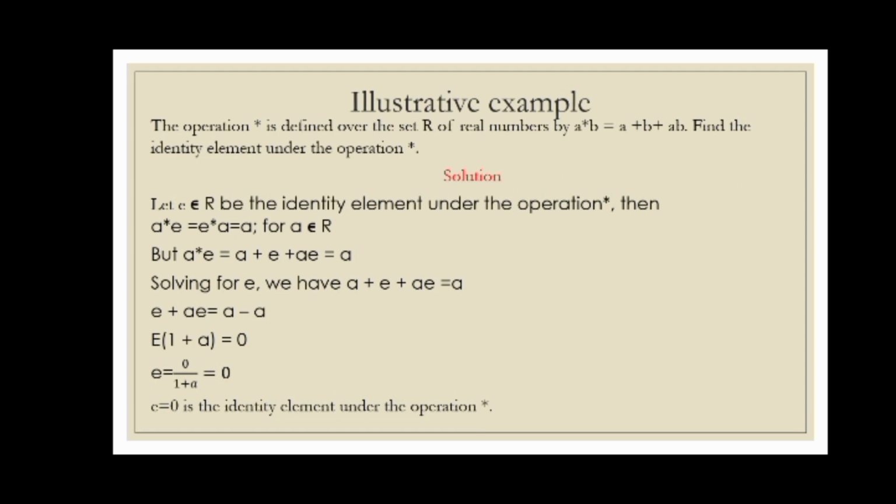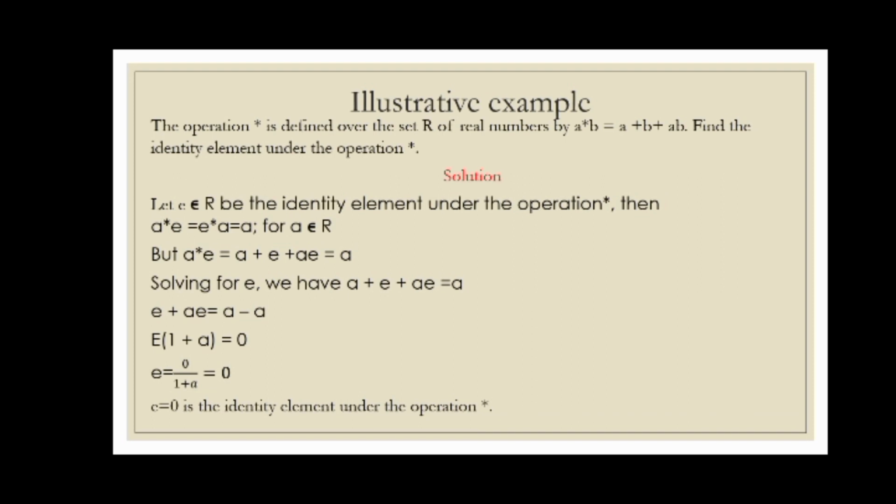So let's group. Move the A on your left hand side to the right hand side. So our equation becomes E plus AE is equal to A minus A, right? Good. Let's factor the E out. Sorry, that E is lowercase, not uppercase. So when we factor the E out, we'll have E times 1 plus A. A minus A is equal to 0.